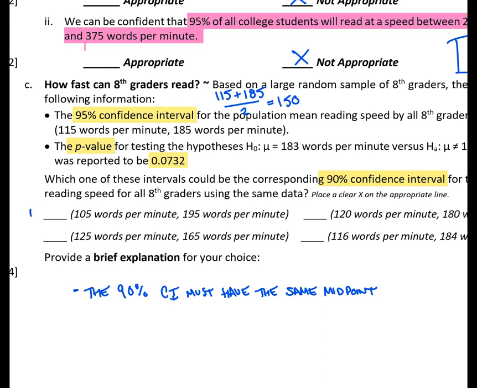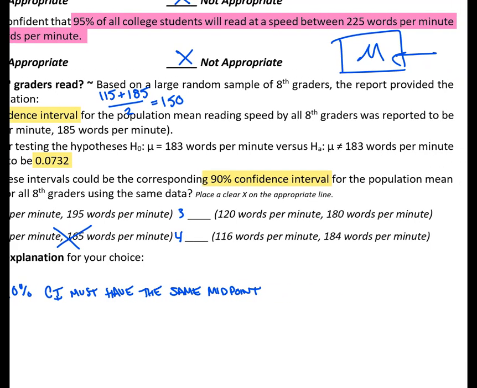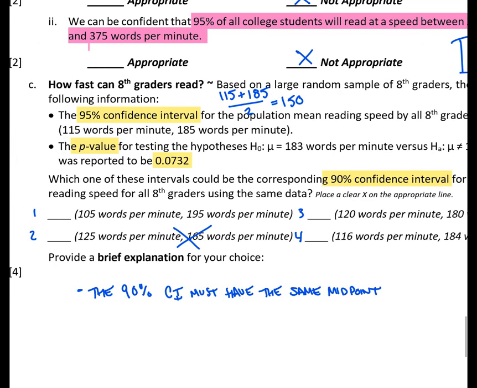And I'm going to label these intervals 1, 2, 3, and 4 so I can reference those. If you add 105 to 195, divide by 2, you would get a midpoint of 150. So interval 1 checks out. Interval 2, if I add 125 to 165, divide by 2, I would get a midpoint of 145. So we can already eliminate interval 2 because it doesn't share the same midpoint. If we check the final two remaining intervals, 3 and 4, those both have a midpoint of 150, so we can't eliminate those just yet.